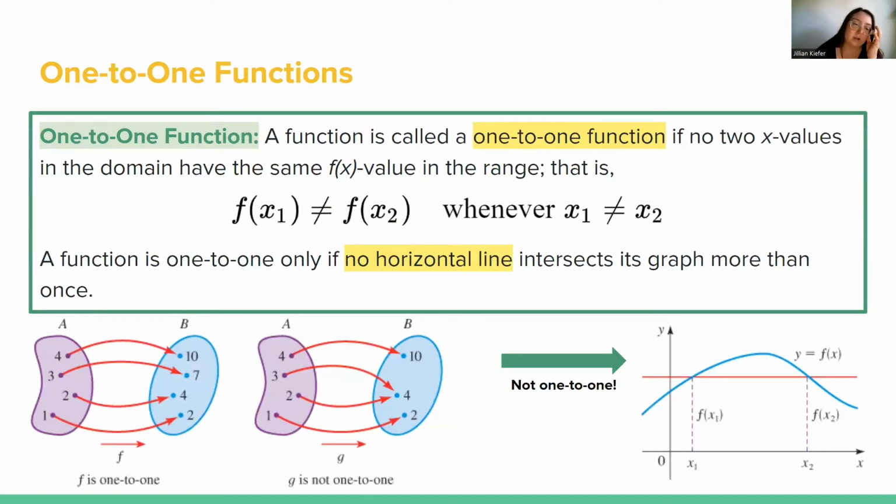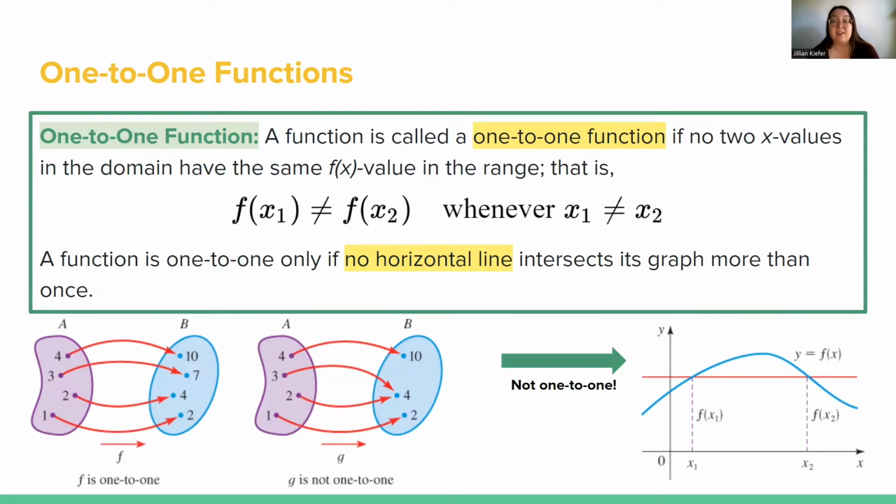So starting with one-to-one functions, our definition here: we say a function is called one-to-one if no two x values in the domain have the same y value in the range. That is, f of x sub 1 does not equal f of x sub 2 whenever x sub 1 does not equal x sub 2. So it's just this idea that every one x value has one very specific unique y value. There is no sharing of any values. So no two x values would be able to have the same y value.